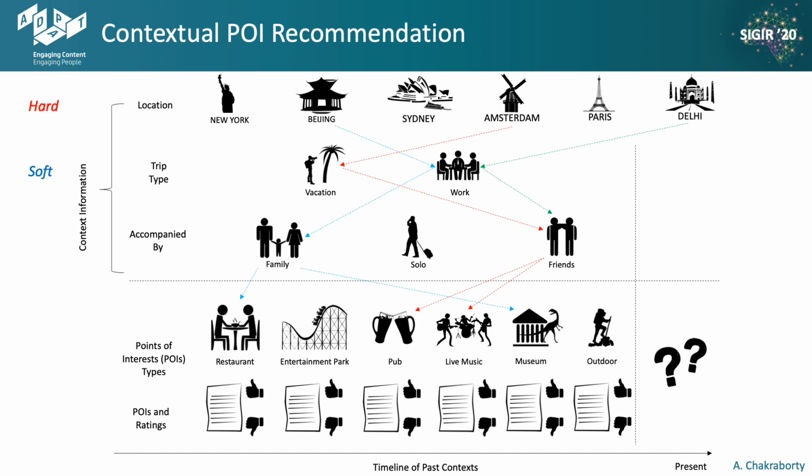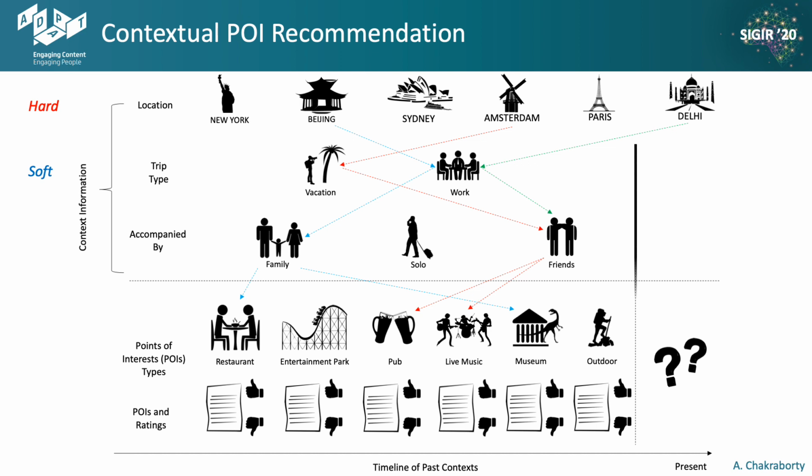The location context of a user is an example of a hard constraint because the recommendations outside the city of a user's current location are of no use. On the other hand, other non-location type constraints are examples of soft constraints, as a relevant POI for a solo trip may also be partially relevant for a trip with friends, and so on.